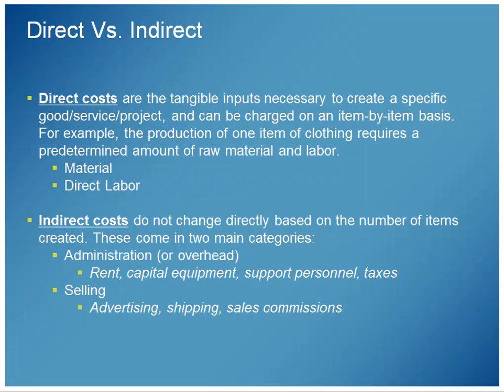For example, the production of one item of clothing, one tennis shoe, one lawnmower, has a predetermined amount of raw material and labor necessary to make that lawnmower, tennis shoe, or item of clothing. So there's material costs, and you need more and more material as you make more and more scarves or coats or lawnmowers or tennis shoes. And there's the direct labor involved in taking those raw materials and assembling them in a way that produces the final good.